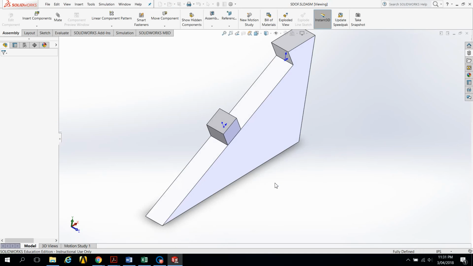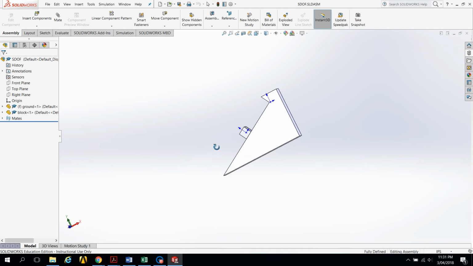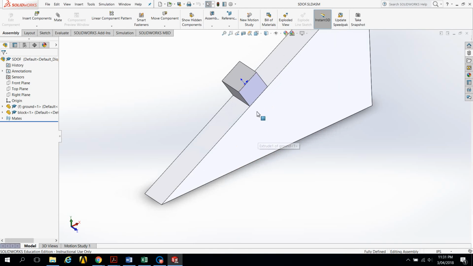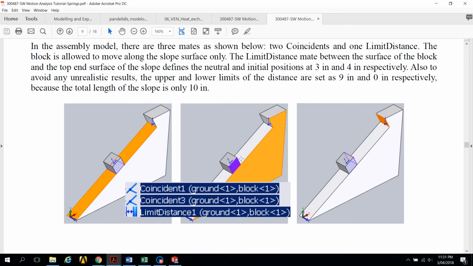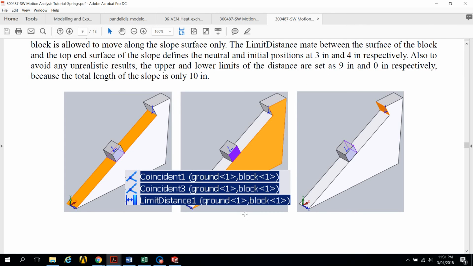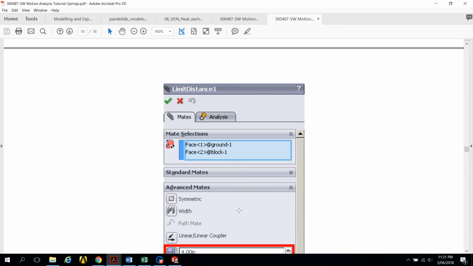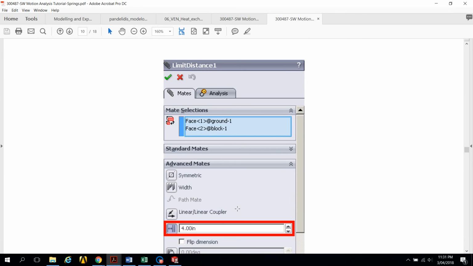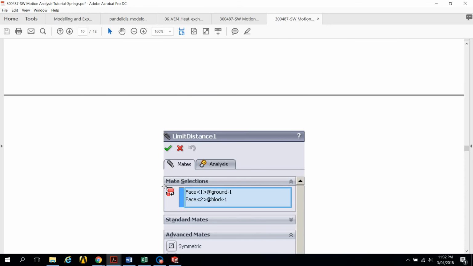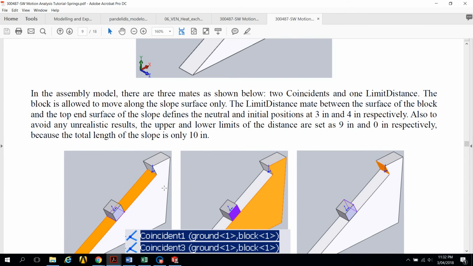So now the part doesn't have the spring. Actually, we're going to add the spring from SolidWorks itself. This part can slide over the shape, and we are going to add the spring to it. We are going to have coincidence between the ground and the block and so on. So these are the mates we have. We have to have a limit distance 1 between the faces.